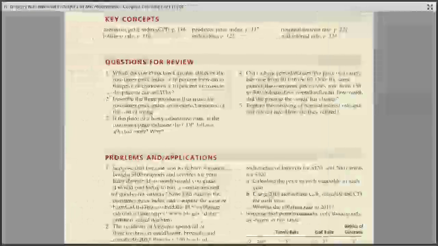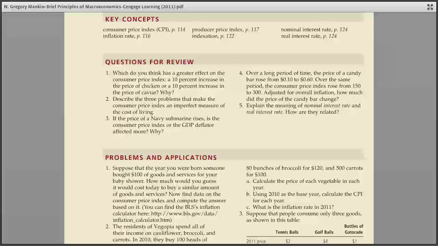Yes, here we go. Which do you think has greater effect on the consumer prices: a 10% increase in the price of chicken or a 10% increase in the price of caviar? Why? A 10% increase in the price of chicken will affect the CPI more than caviar, because caviar is not a necessity good and is not included in our basket, but chicken is food that we usually consume. That's why a 10% increase in the price of chicken will affect our consumer price index, or CPI.